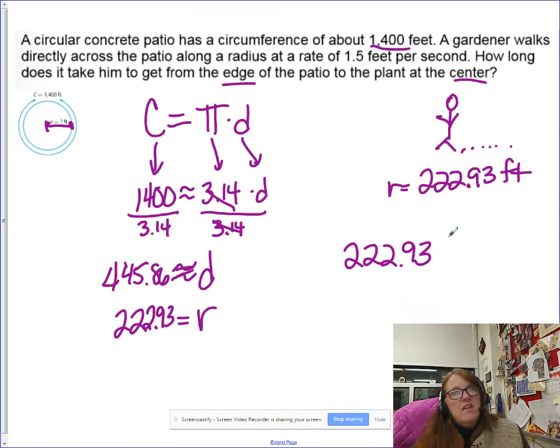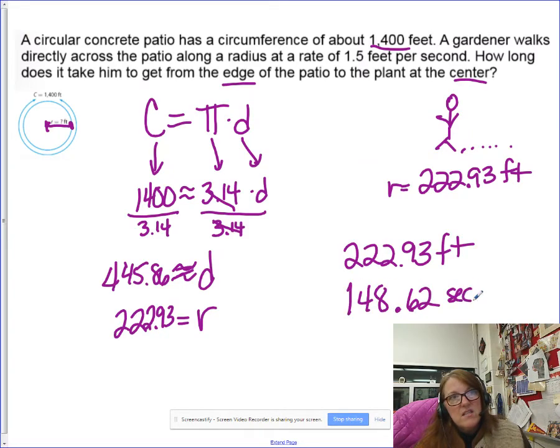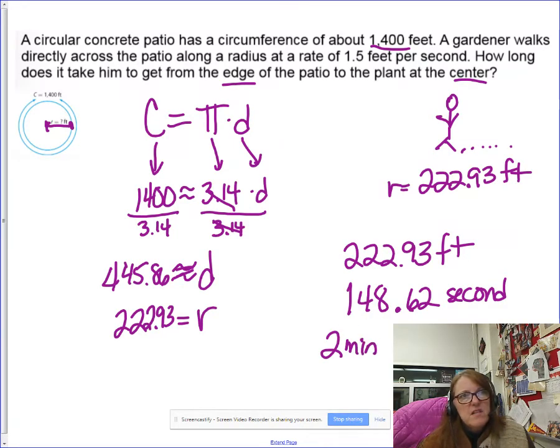Okay? So I'm going this many feet. It's going to take me 148 and 62/100 seconds to walk that far. How long is that? Well, at 60 seconds every minute, take off a 60. That'd leave me 88. Take off another 60. I'd have 2 minutes and 28.62 seconds. I'm not so sure we have to be this completely accurate, but it'll be about 2.5 minutes is about how long it's going to take.